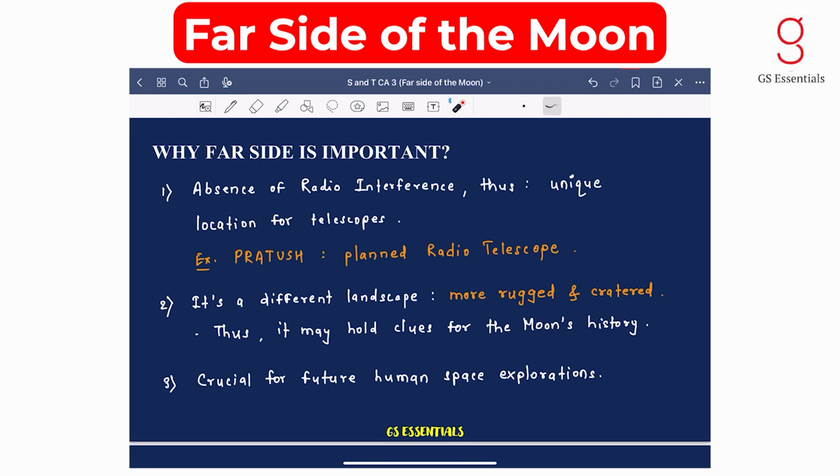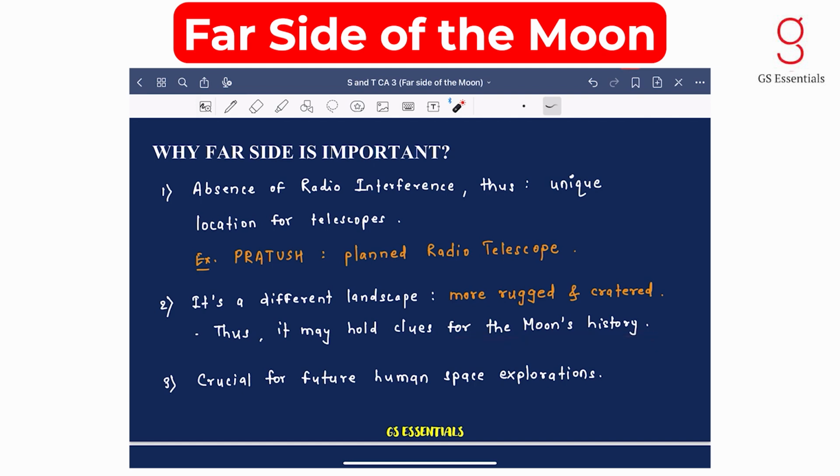The second important point is that the far side is a different landscape. It is more rugged and cratered. As a result, scientists say that it may hold clues for the moon's early history.